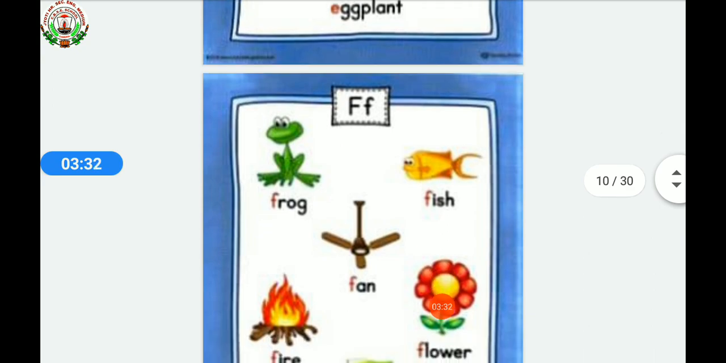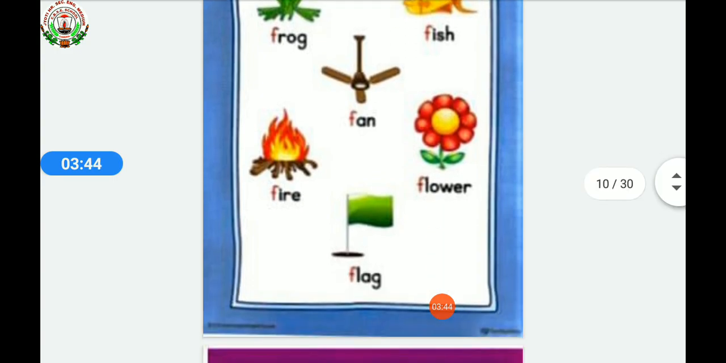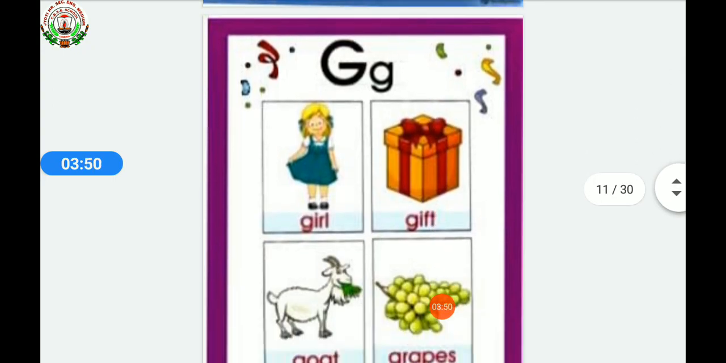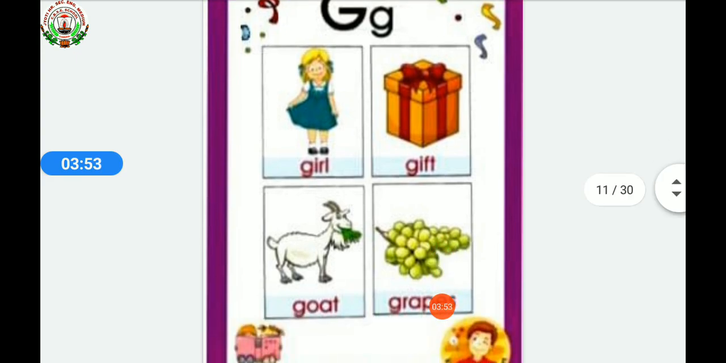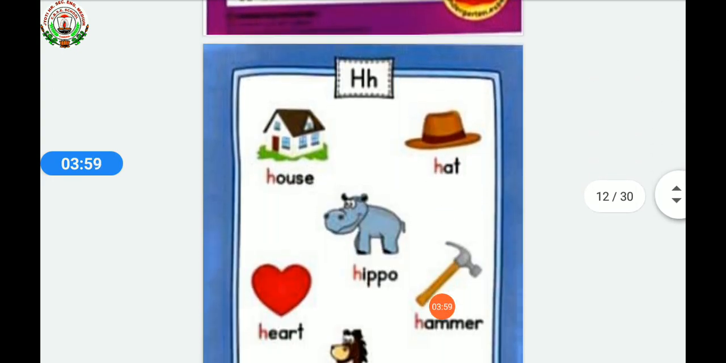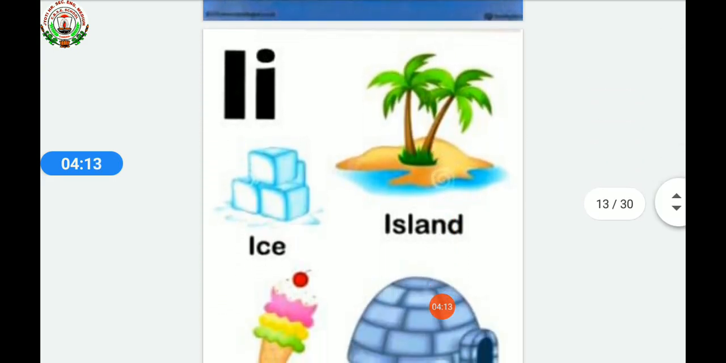After E comes the letter F. F for frog, F for fish, F for fire, F for fan, F for flower and F for flag. Next letter is G. G for girl, G for gift, G for goat and G for grapes. Next letter is H. H for house, H for hat, H for heart, H for hippo, H for hammer and H for horse.